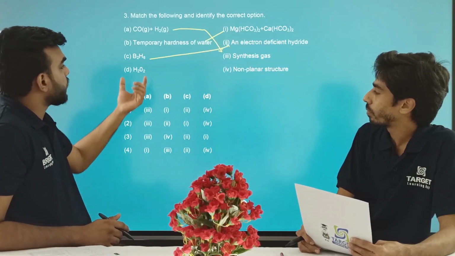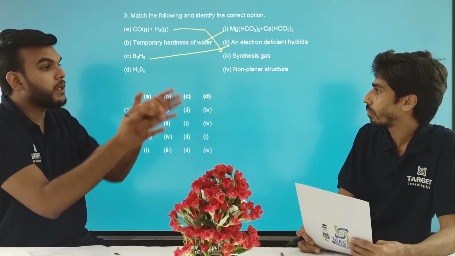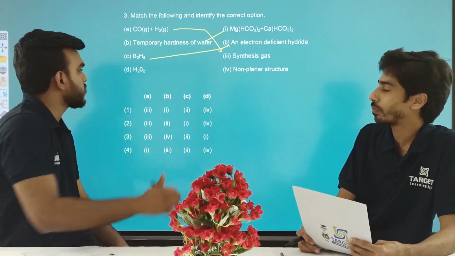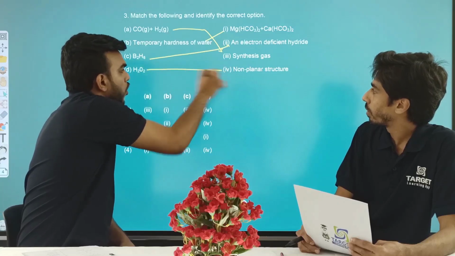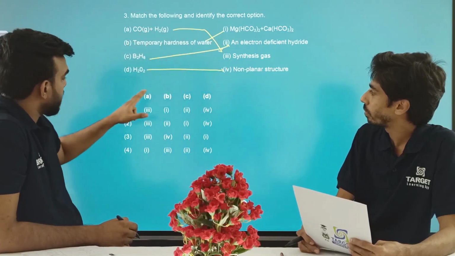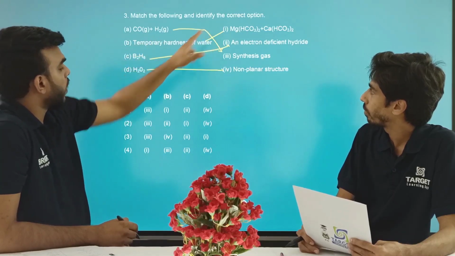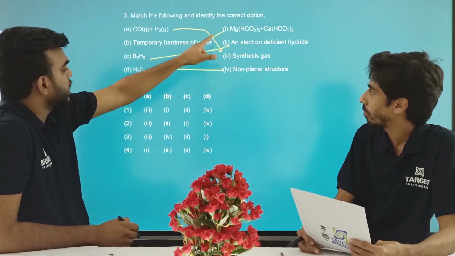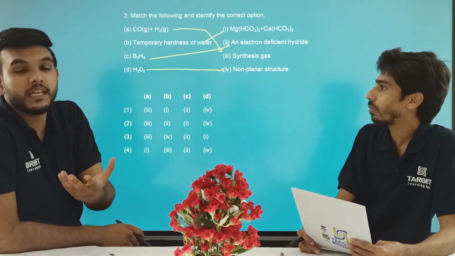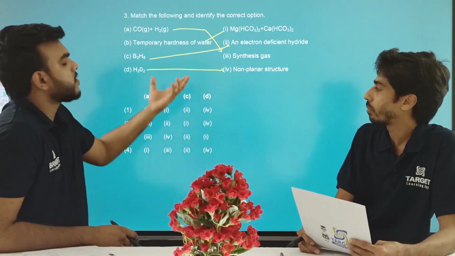And also in the case of H2O2, it has an open book like structure. So we can say H2O2 is a non-planar structure. So the answer we got is A3, then B1, then C2, and D4. When you know the concept of the chapter hydrogen, it's a very simple question.